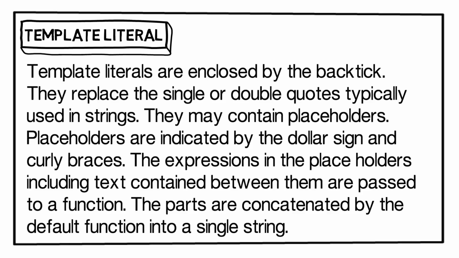The expressions in the placeholders, including text contained between them, are passed to a function. The parts are concatenated together by the default function into a single string. Alright, that was a lengthy definition, but it is really simple to apply to your code and quickly see the benefits. First, let's look at how we can do new lines with ES6 versus ES5.